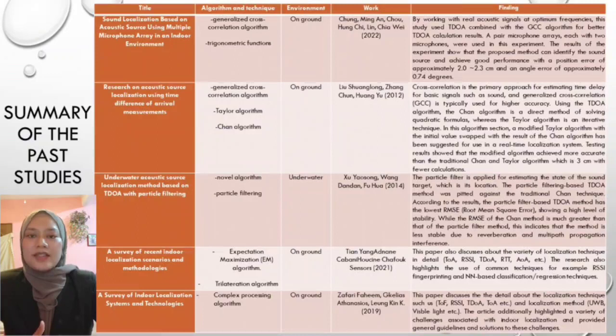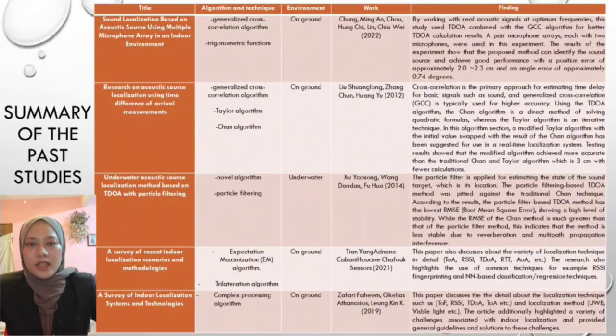Second paper is research on acoustic source localization using TDOA measurement. This paper also used the generalized cross-correlation algorithm and also used the Taylor algorithm and Chan algorithm. This paper said cross-correlation is a primary approach for estimating time delay for basic signals such as sound, and generalized cross-correlation is typically used for high accuracy.